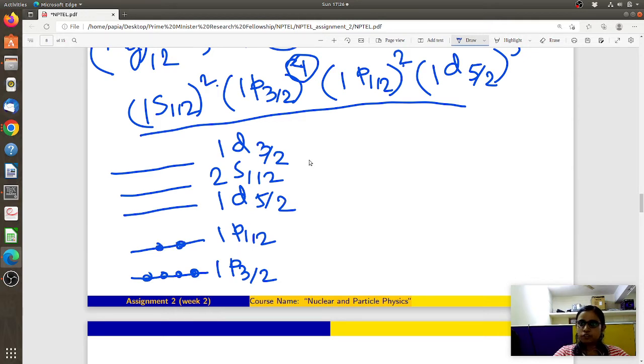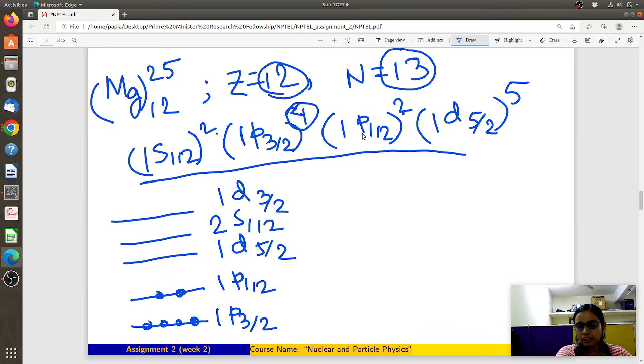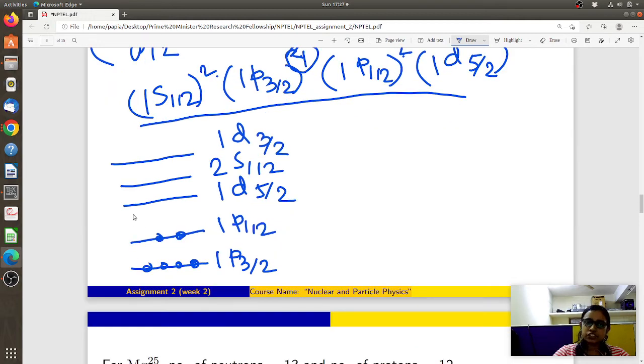And for 1d 5/2, in that ground state configuration, 1 2 3 4 5 nucleons will be there, and there is no nucleon in that 2s 1/2 and 1d 3/2 state. So this is the configuration for the ground state. Ground state I am just mentioning here with 0. Okay, so now coming to the first excited state.